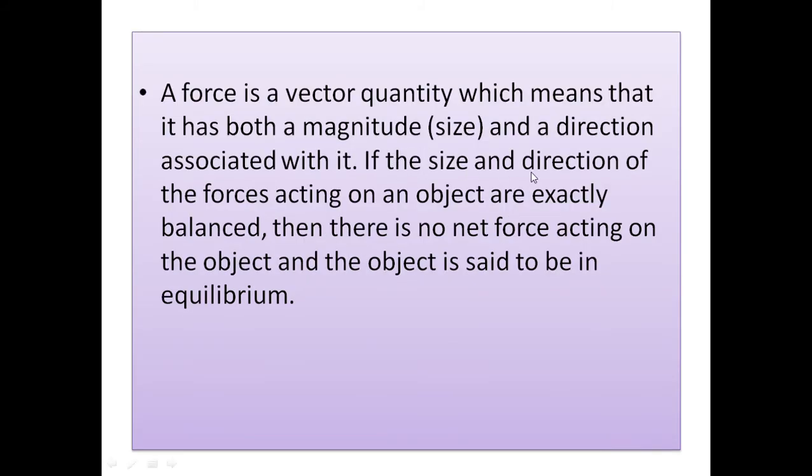A force is a vector quantity, as I explained earlier, which means that it has a magnitude and a direction associated with it. If the size and direction of the forces acting on an object are exactly balanced, then there is no net force acting on the object, and the object is said to be in equilibrium. If there is no net force or resultant force, the object is in equilibrium. That is our lesson, equilibrium of forces. That's what we are going to discuss.